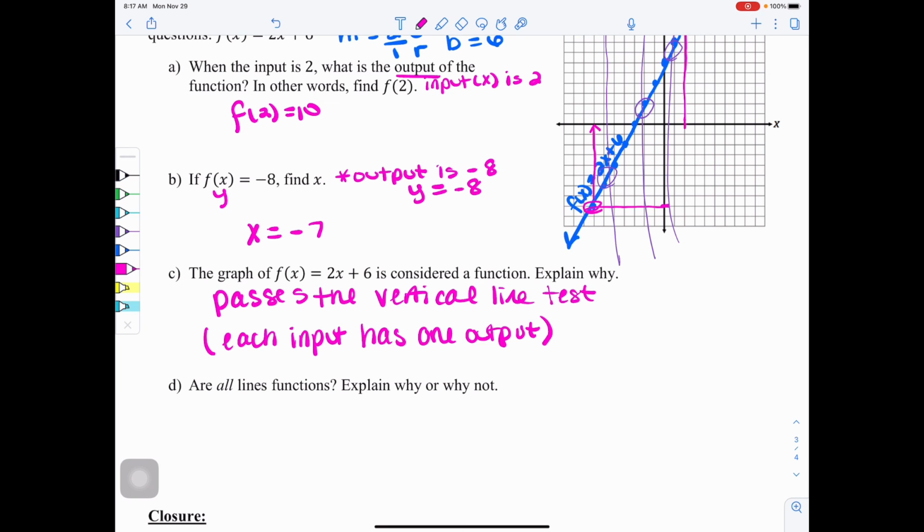My last question says, are all lines functions? Explain why or why not. I want you to pause the video for a second and think about this on your own. Maybe sketch out some examples. I want to know, are all lines functions? Explain why or why not. So pause the video and resume when you're ready to discuss it.